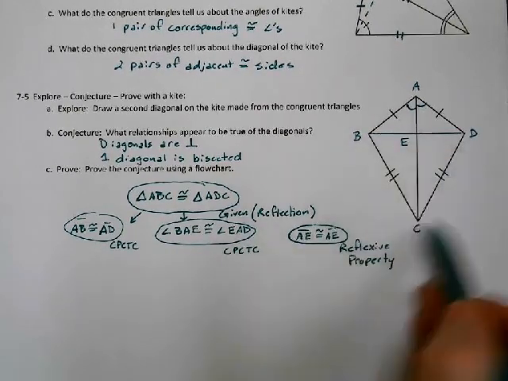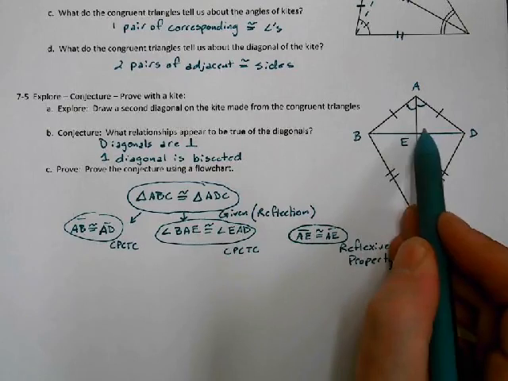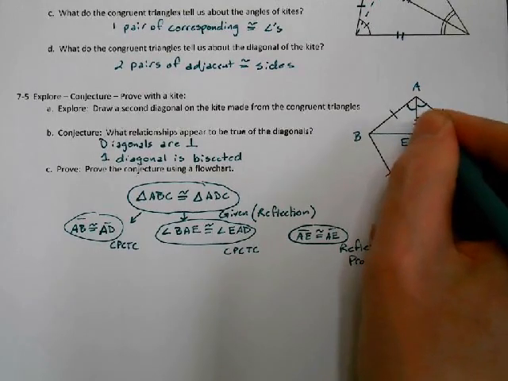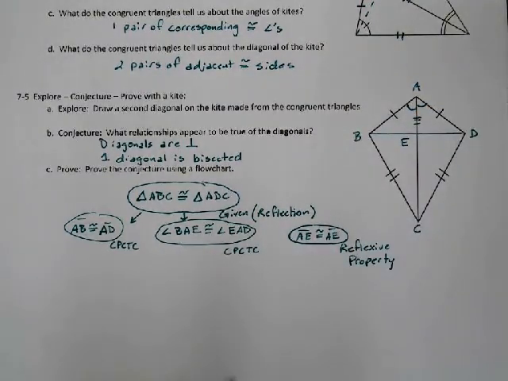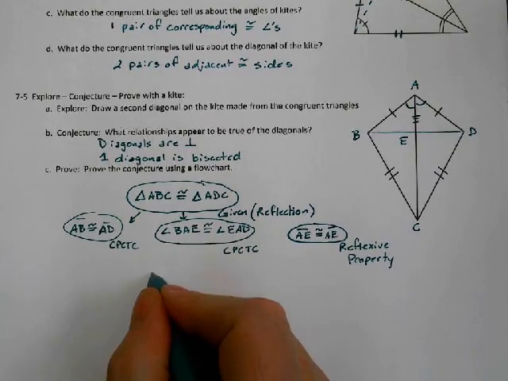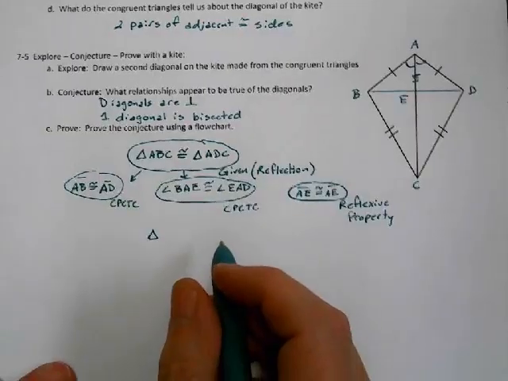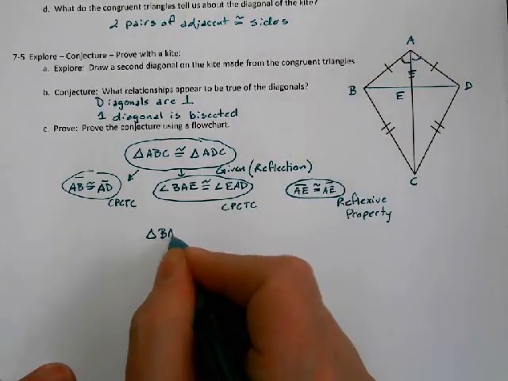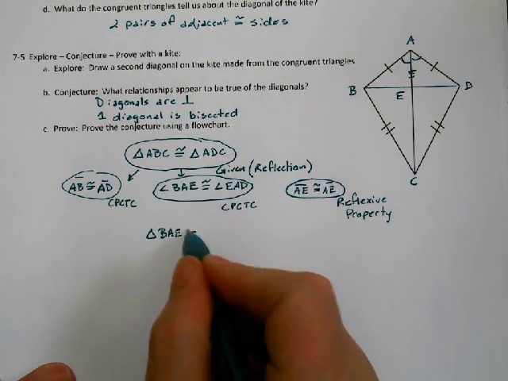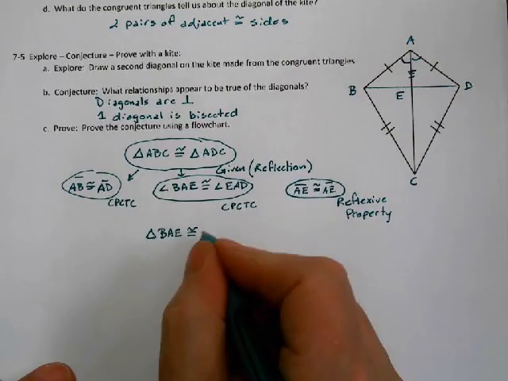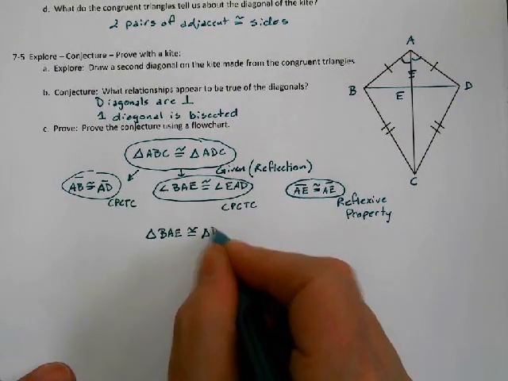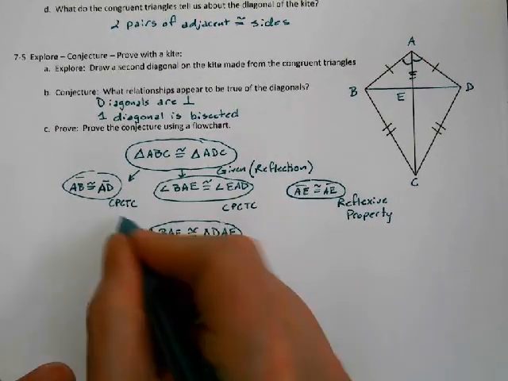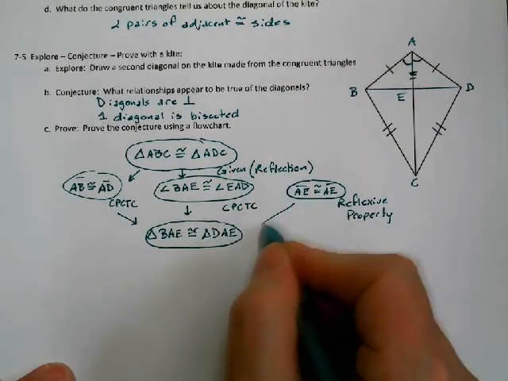Because what do we have? We've got side, angle, side right there. So by side, angle, side, those two triangles are congruent. So now I can say that triangle BAE is congruent to triangle DAE. BAE is congruent to DAE. So knowing those three pieces of information, I can say that those two triangles are congruent because I've got side, angle, side congruence.